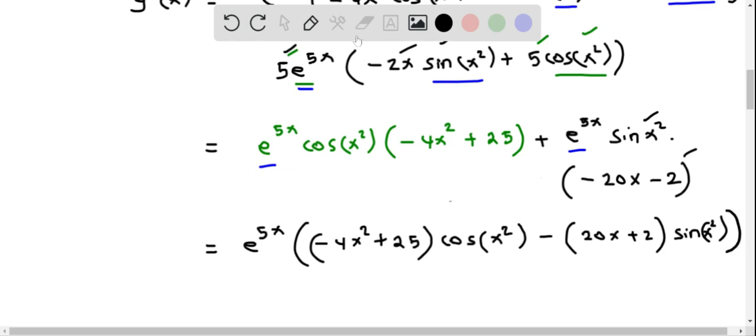I will change this to square brackets. This square bracket is to indicate that we have factored e power 5x. So therefore, this is the second derivative of g, which is g double prime of x.